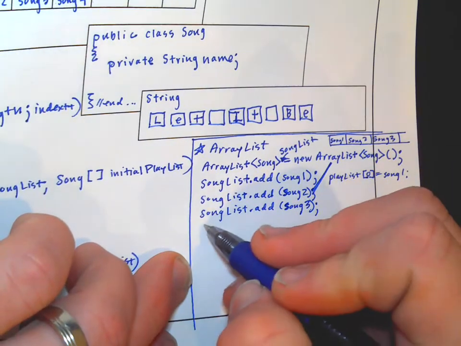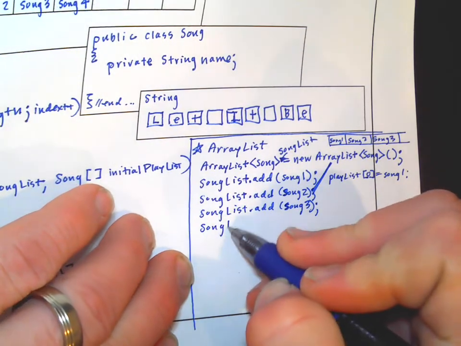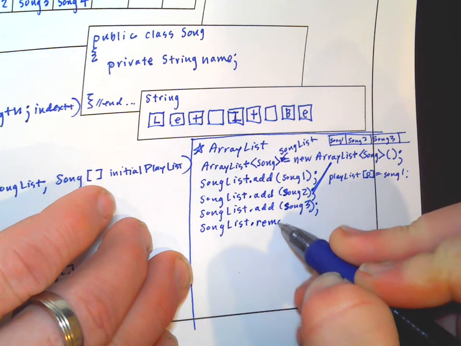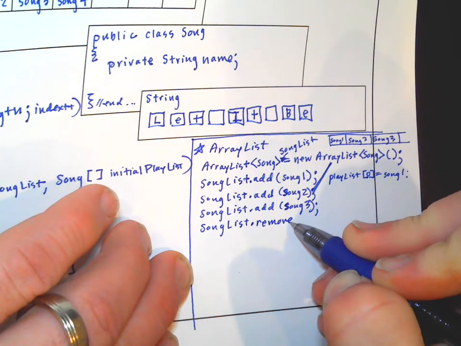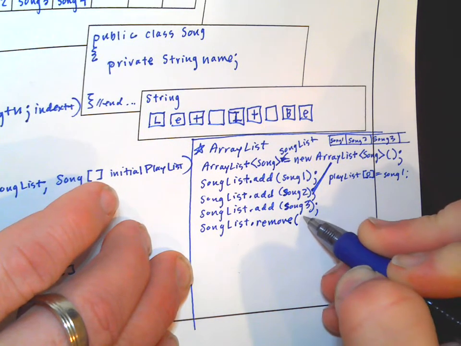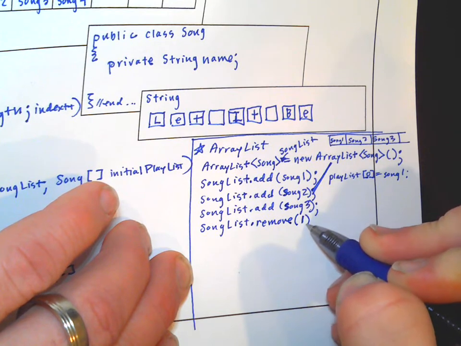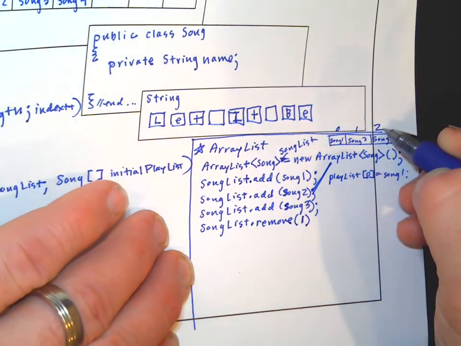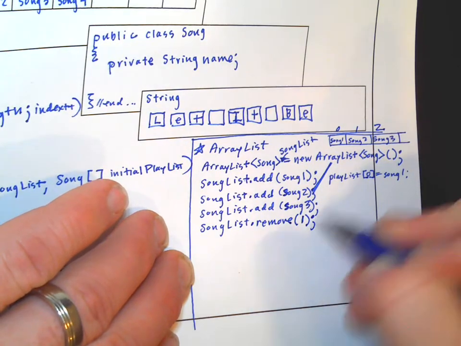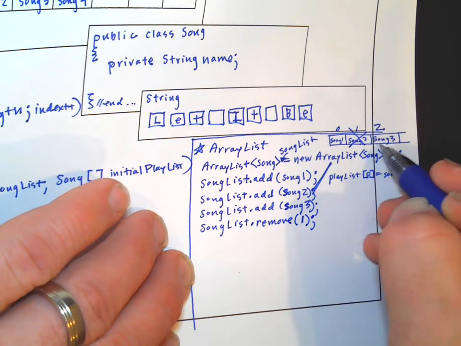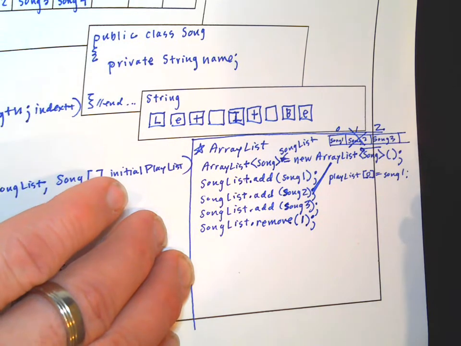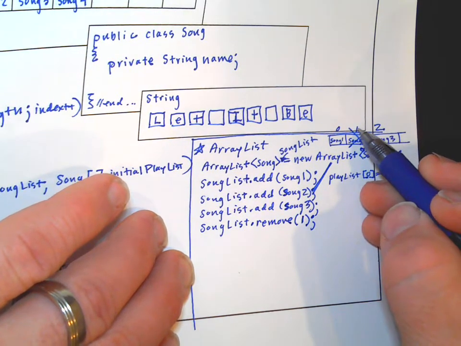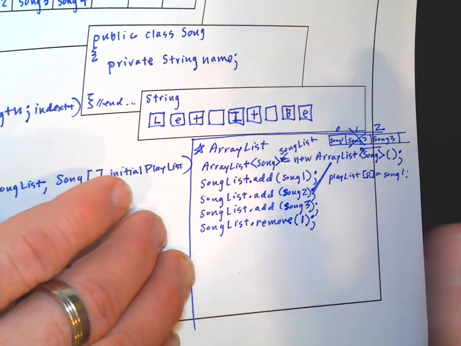But we'll talk about it. We could do song list. Now, how do you get rid of something? You could say remove. And you could say what spot you want to remove. You say, well, I want to remove the one at spot 1. Remember, this is index 0, 1, 2. So if you did this, it would get rid of this and it would scoot this one down. So it would change the size of it, make it smaller, and song 3 would now be in index 1 and index 2 would be gone. So it resizes it.